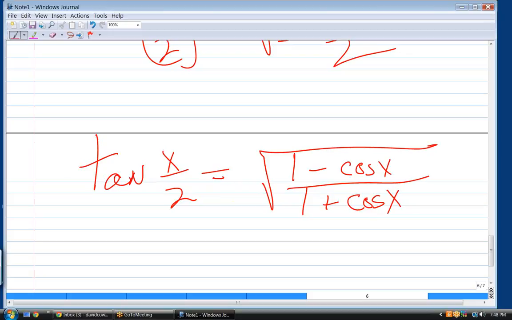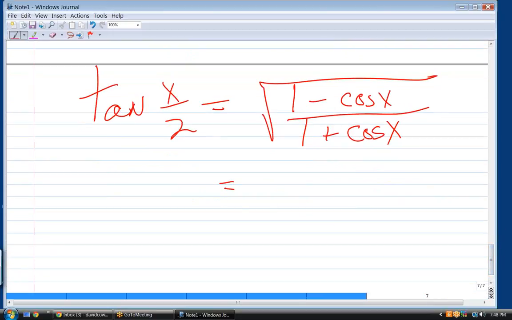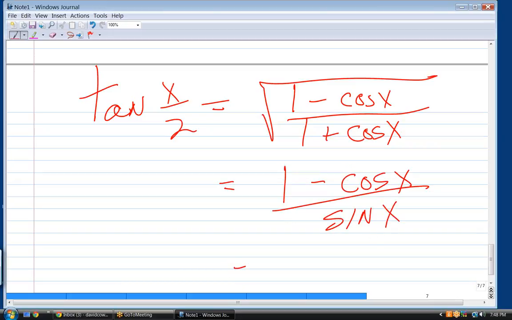What are they? Well, the other one is, interestingly enough, no radical sign. That could be helpful for doing it. And the bottom one is kind of the reverse, the reciprocal, whatever you want to call it, 1 plus cosine x. So these are the 3 identities for the tan of half angle.